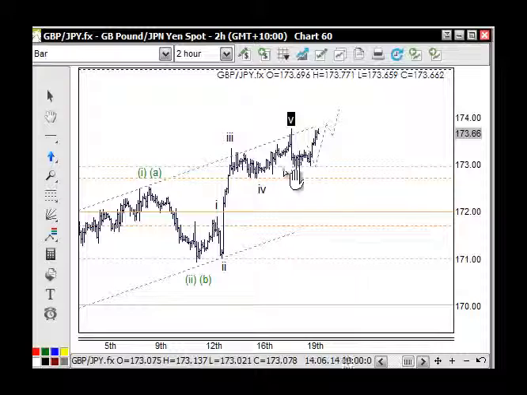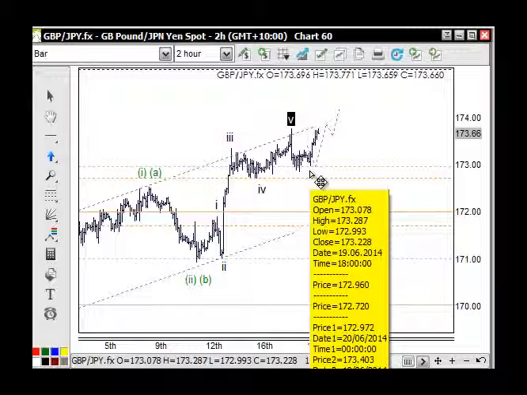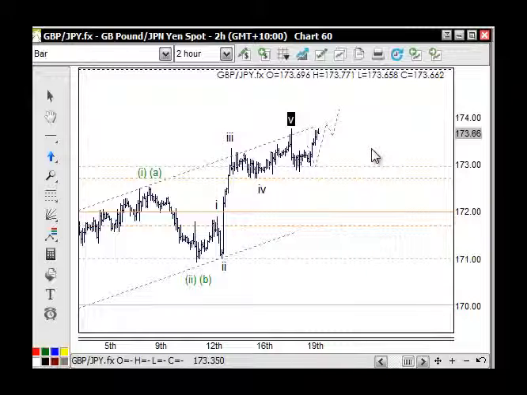So the support on top of group 1 is always significant, and I think we need to keep that in mind as well. It's just nice to have the Elliott count and the levels telling the same story, that's all.